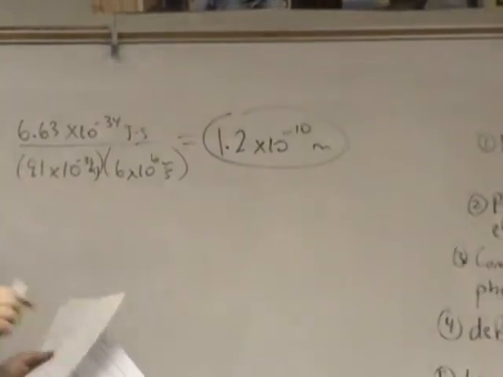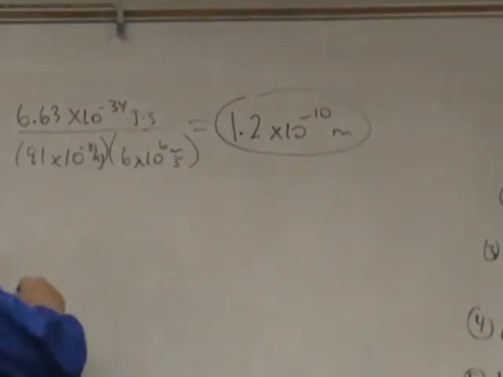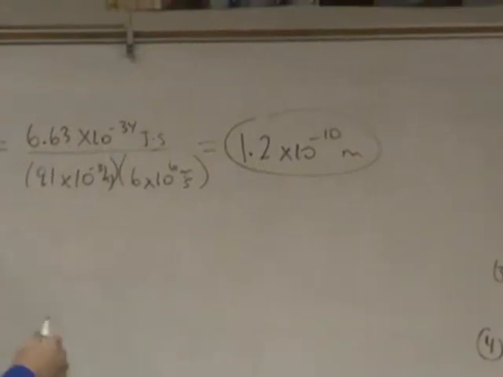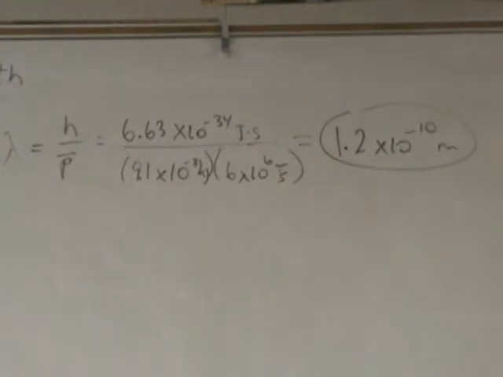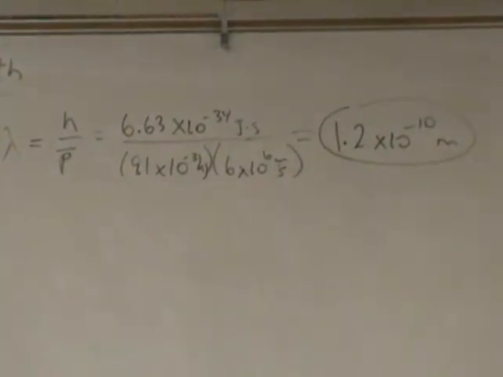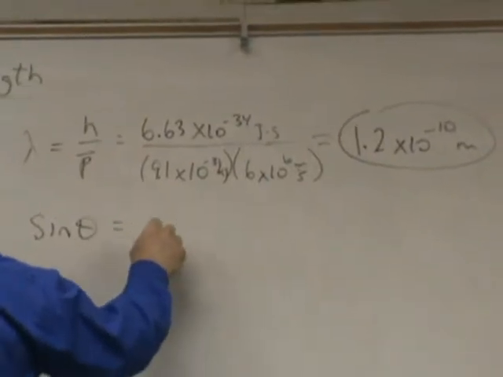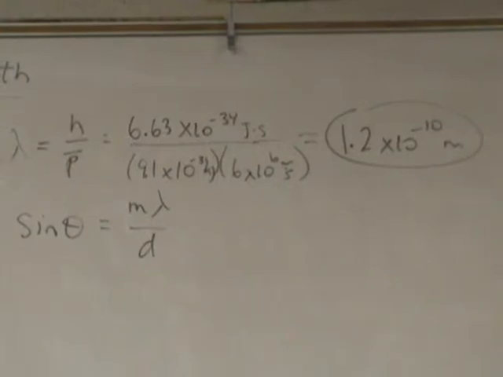How many people got that as the wavelength? Okay, yay. Well, here's something I want to remind you of. Do you remember the angle of diffraction, the location of our interference fringes when we put light through diffraction gratings? This was the formula we dealt with. Sine of theta equals m lambda over d, right?